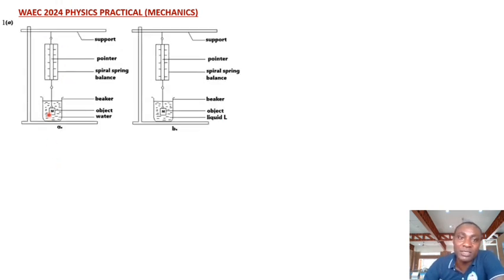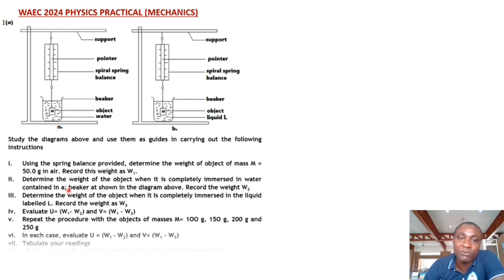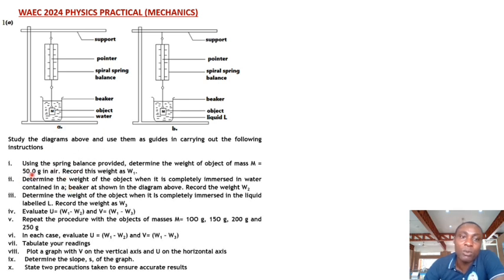Okay, so let's get into the business. This is the setup we have, and these are the questions that follow. Using the spring balance provided, determine the weight of the object of mass 50 gram in air. So we're going to determine the masses in air and all of that. Then determine the weight of the object when it is completely immersed in water contained in a beaker as shown in the diagram above, and record the weight W2.